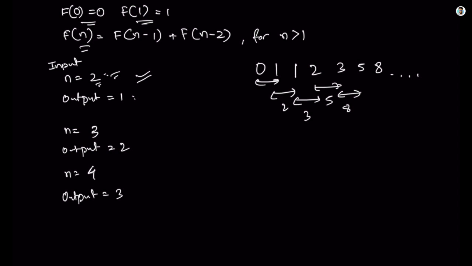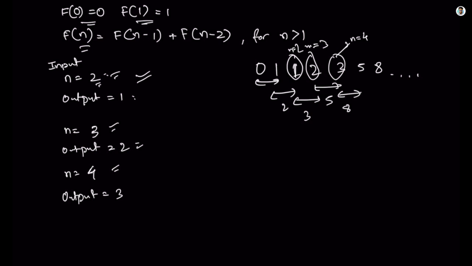And we are given 3 examples. N equals 2, output is 1. So when n is 2, output is 1. So for the nth position, when we are starting with the 0th index, we are getting 1 because n is 2. And then when n equals 3, we are getting an output of 2. This is n equals 3. This is n equals 2. And for n equals 4, we are getting output as 3.